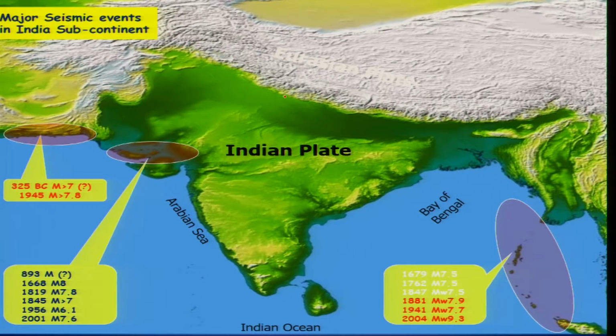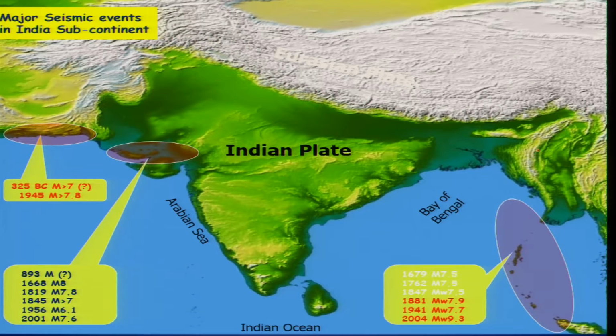Now coming to the Indian part, we are not left out from any side. If we start from the south, we have Andaman and Nicobar here, which experienced several earthquakes of magnitude 7.5 and greater, in 1679, then 1762, 1849, 1881, 1941, and then finally the mega one in 2004. This is the area of the subduction zone, the Sumatra Andaman subduction zone.